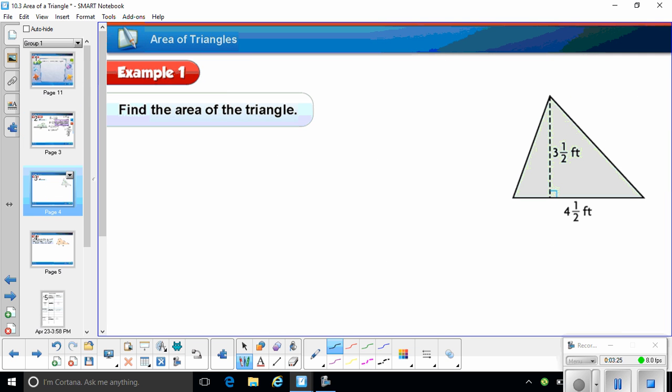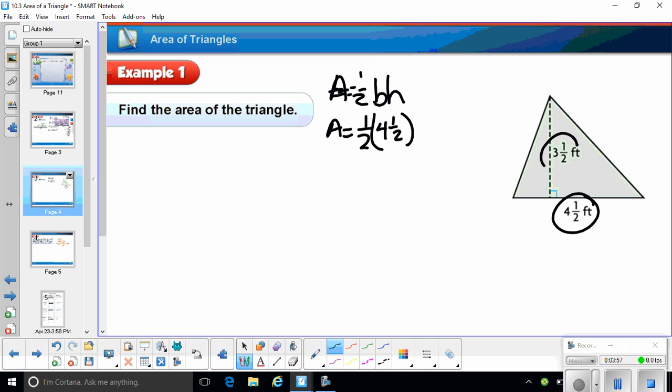Let's take a look at another type of triangle. In this particular triangle, I have fractions. And again, my equation is going to be the same. Area equals 1/2 base times height. And I'm going to go back through and fill in just like I did before. Area equals 1/2. My base is 4 1/2. And my height is 3 1/2.